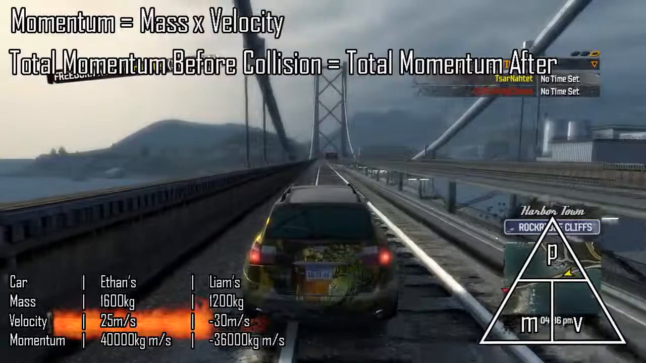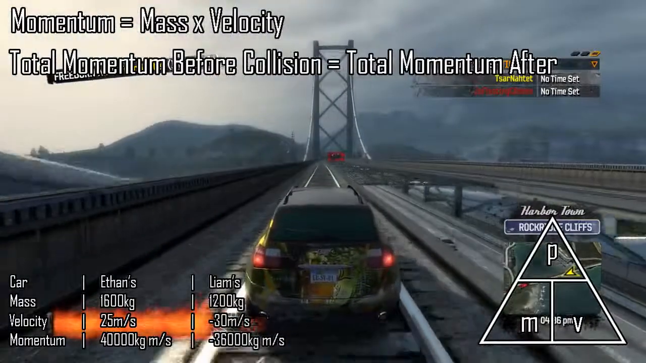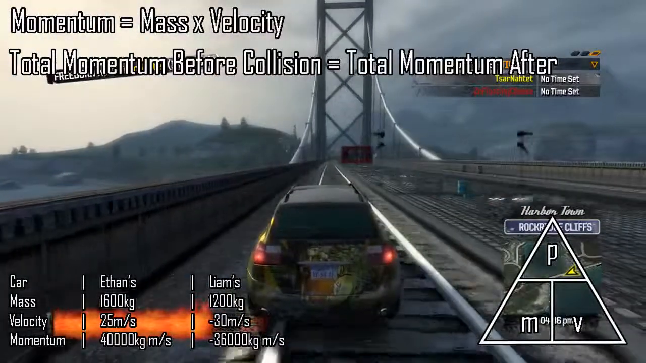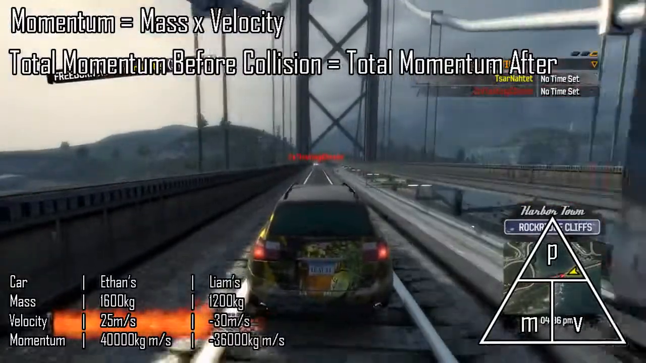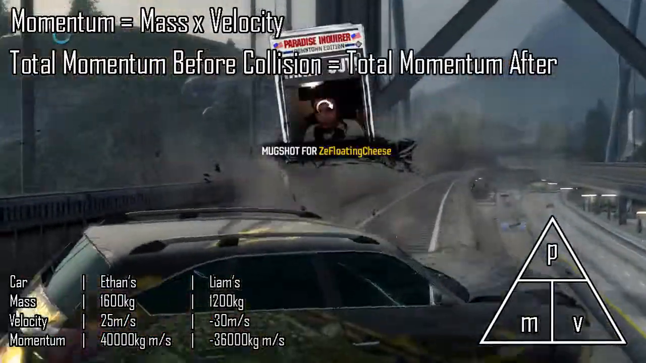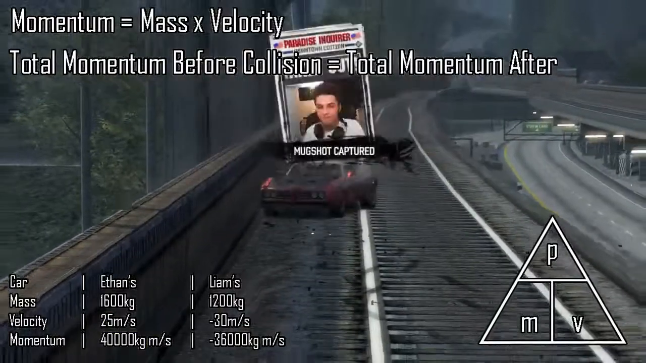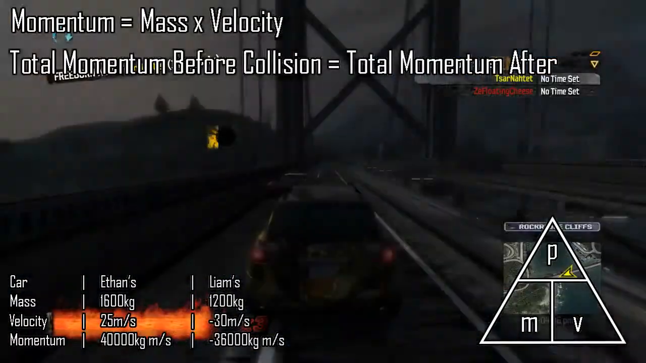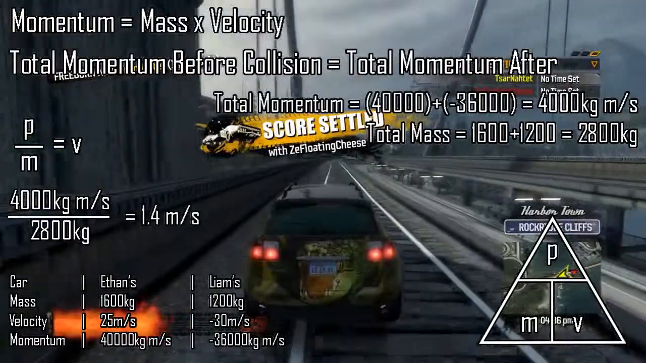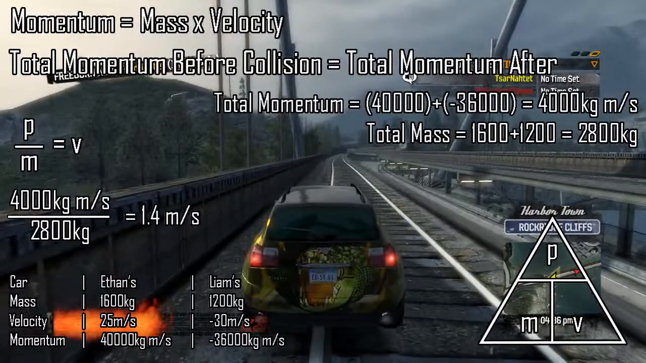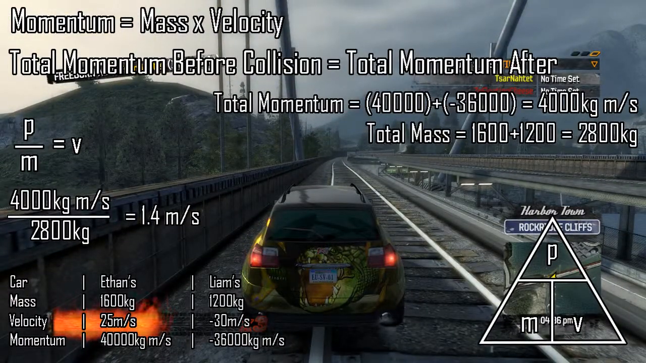As we did before, we'll multiply the mass by the velocity to get the momentum. So Ethan's car has a momentum of 40,000 and mine has a momentum of negative 36,000. Remember, the unit for these two is kilogram meters per second. Now I'll add the momentums together to get a combined total of 4,000 kilogram meters per second. Finally, we divide the total momentum by the total mass to get 1.4 meters per second. This is the total velocity after the collision.